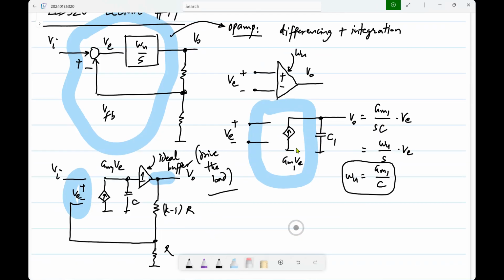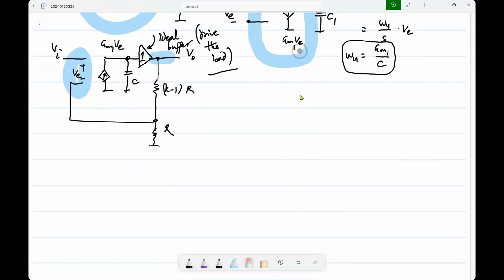Differential amplifier. Okay. Which circuit exactly? What differential amplifier will be used here? What is the differential version of the common source amplifier? What is that circuit?